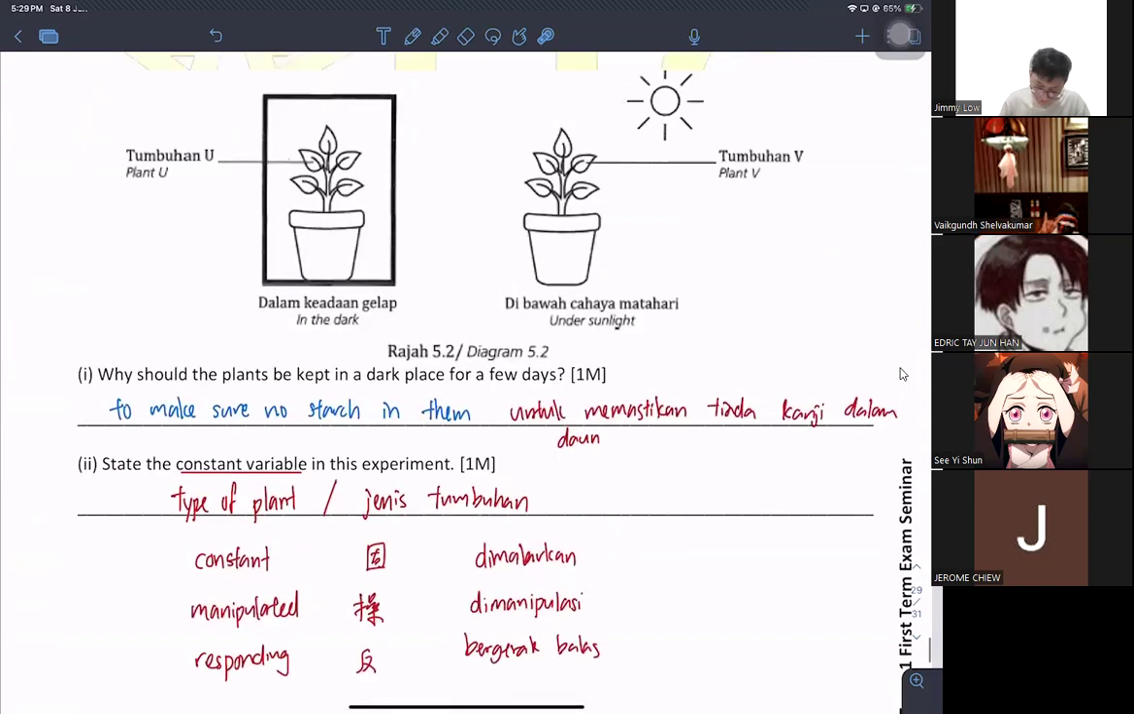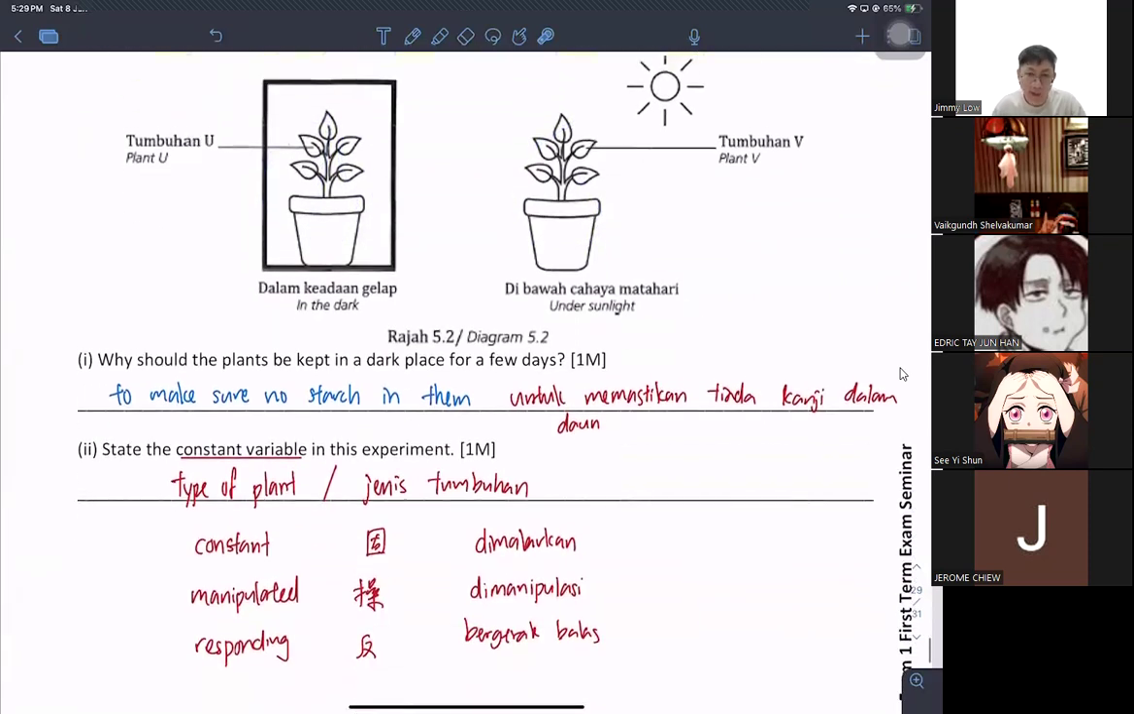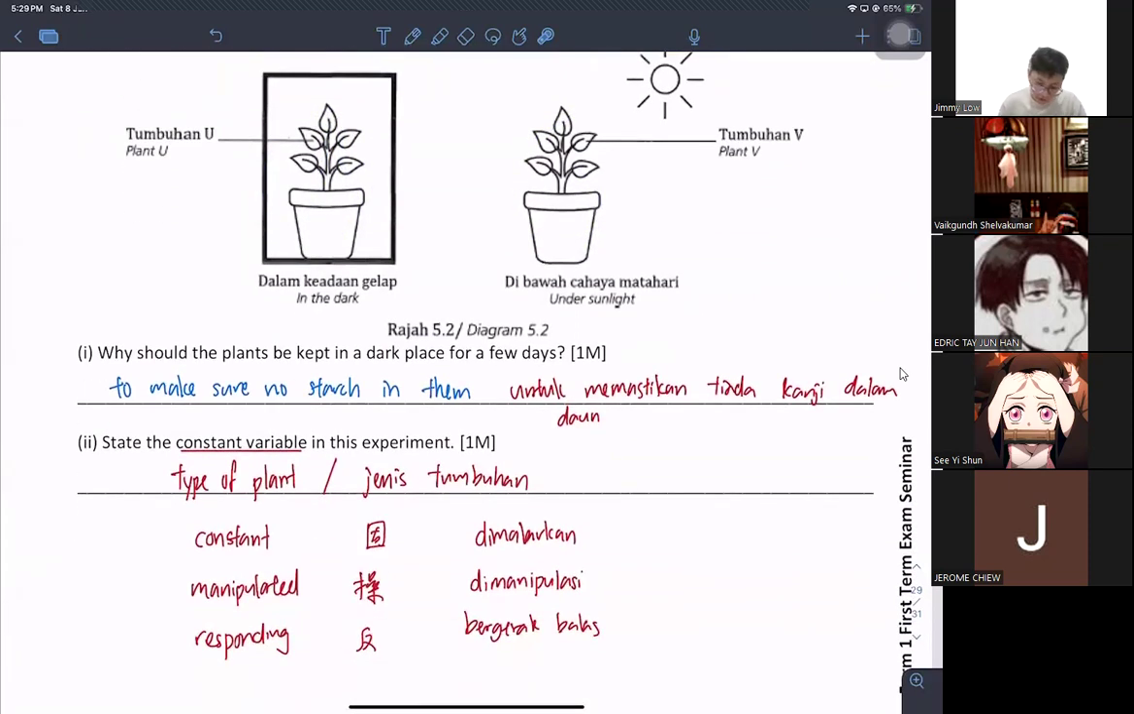So constant variable, type of plant. You cannot use broccoli here and cabbage here, different plants already. Then the experiment is not fair. Other than that, you can say the size of the plant. You cannot simply compare a tree to a small flower, different thing. So the size matters as well. You have to make this thing constant.